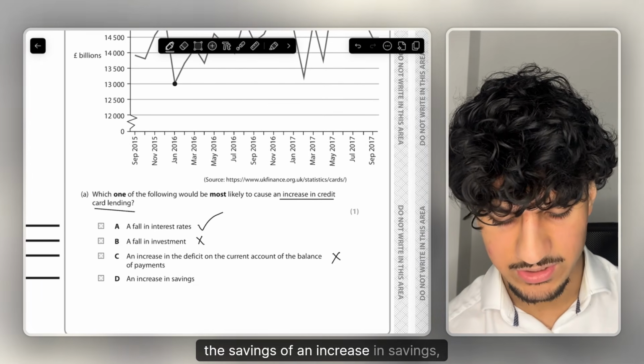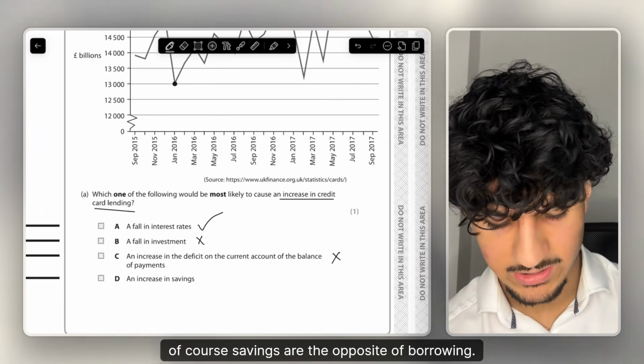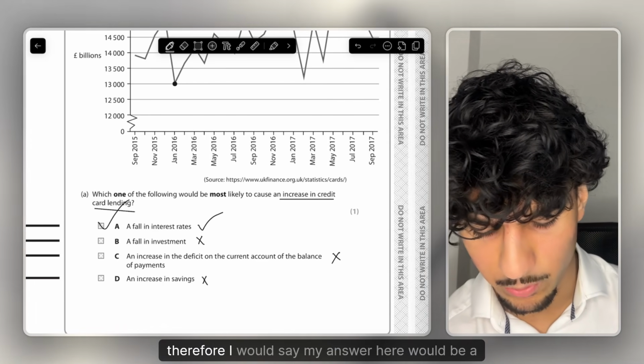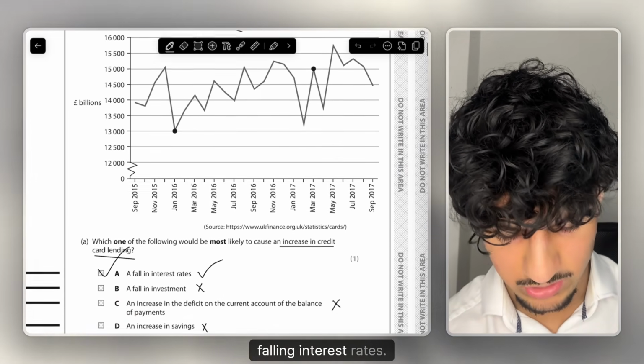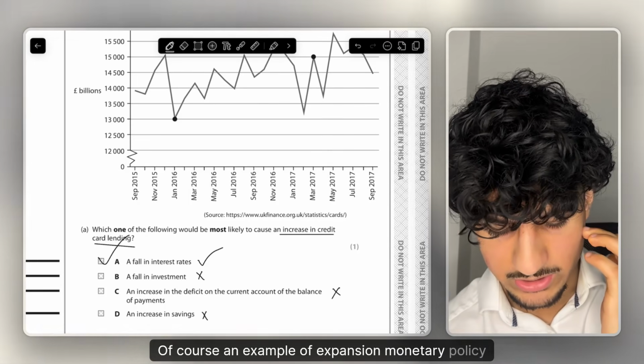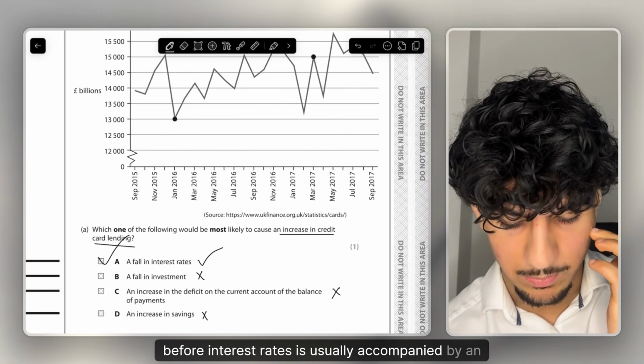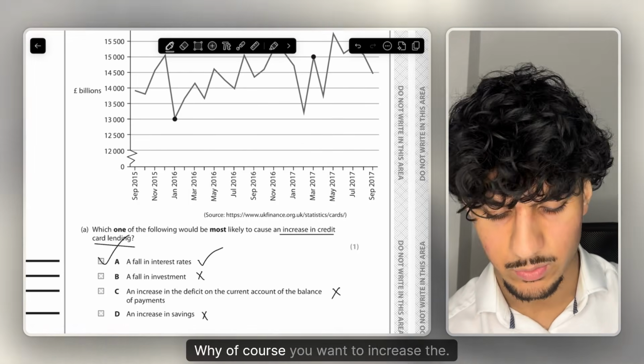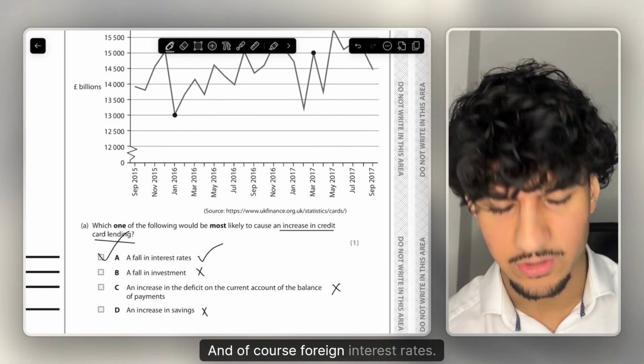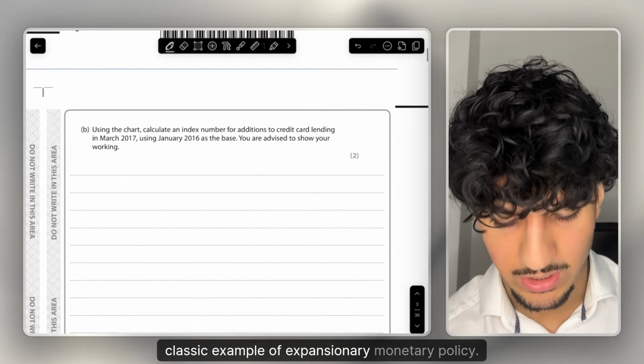So D, an increase in savings. Of course, savings are the opposite of borrowing. So for that one, I'll say incorrect. Therefore, I would say my answer here would be A, a fall in interest rates. Of course, an example of expansionary monetary policy, where a fall in interest rates is usually accompanied by an increase in credit card lending. A classic example of expansionary monetary policy.